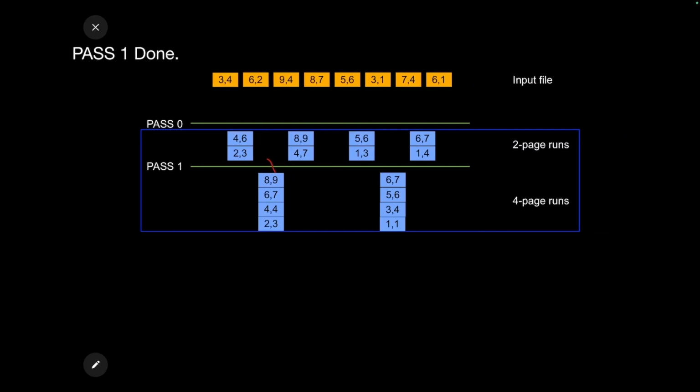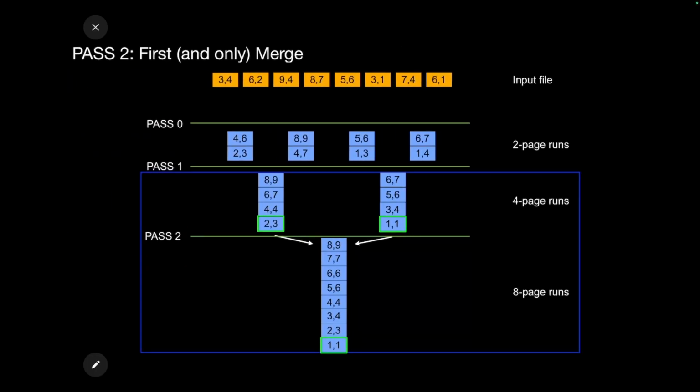I have these two 4-page runs. Of course, I can throw away this stuff. The data is now replicated into another file. And now what's left is one other merge, again using the same algorithm. It's always the same algorithm being instantiated, merging the stuff into one final 8-page run.